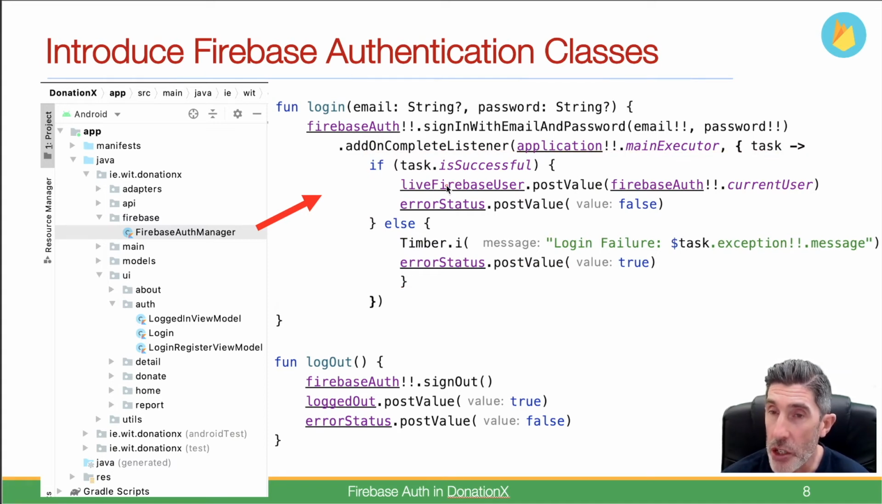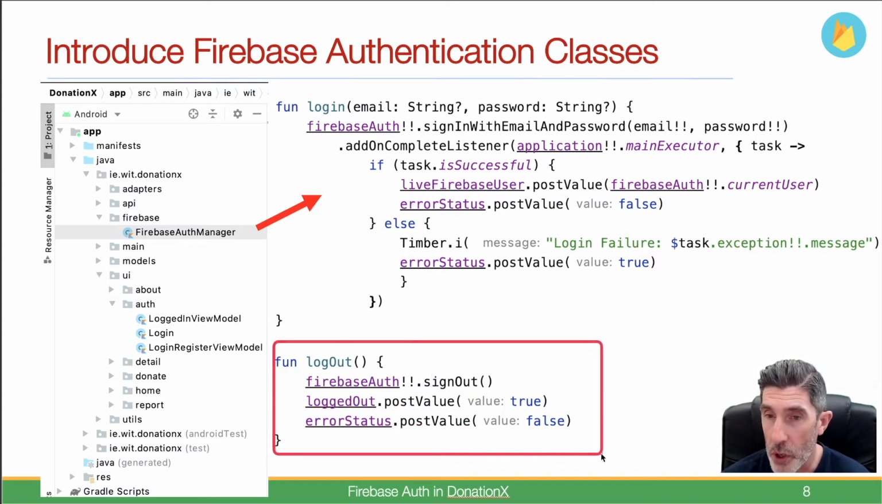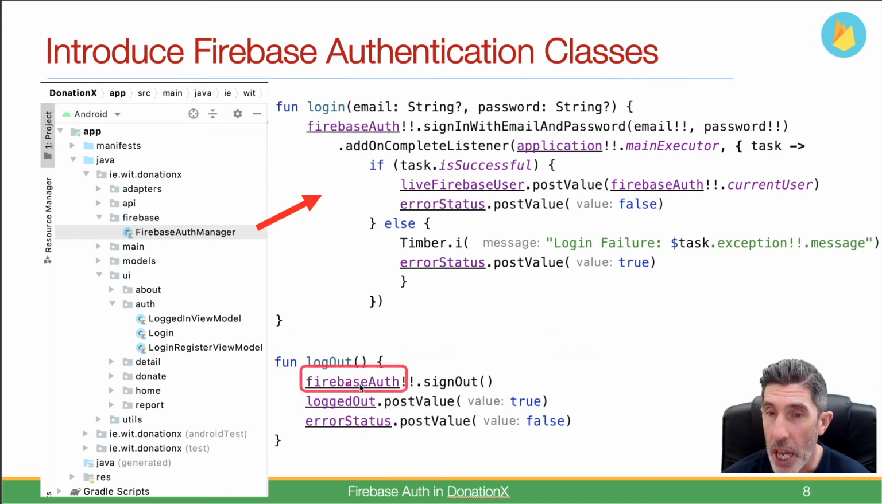So anytime it changes, that will update, which means we can keep track of which user happens to be signed in on the app. Okay, and for logging out, we just call sign out on our auth instance, and then update the logged out and error status properties accordingly.